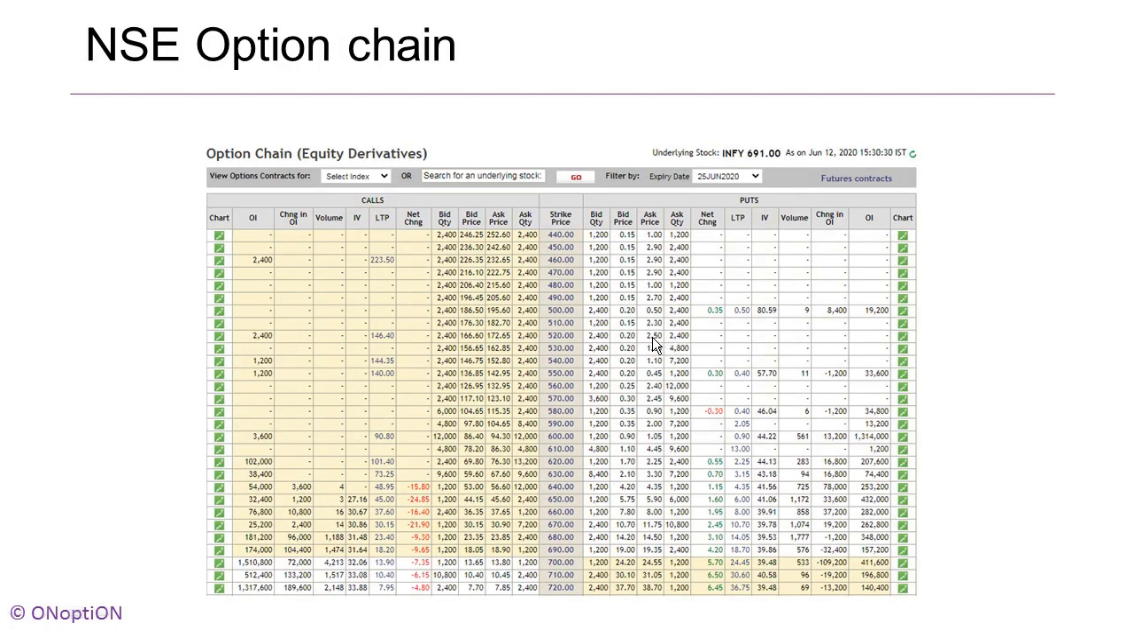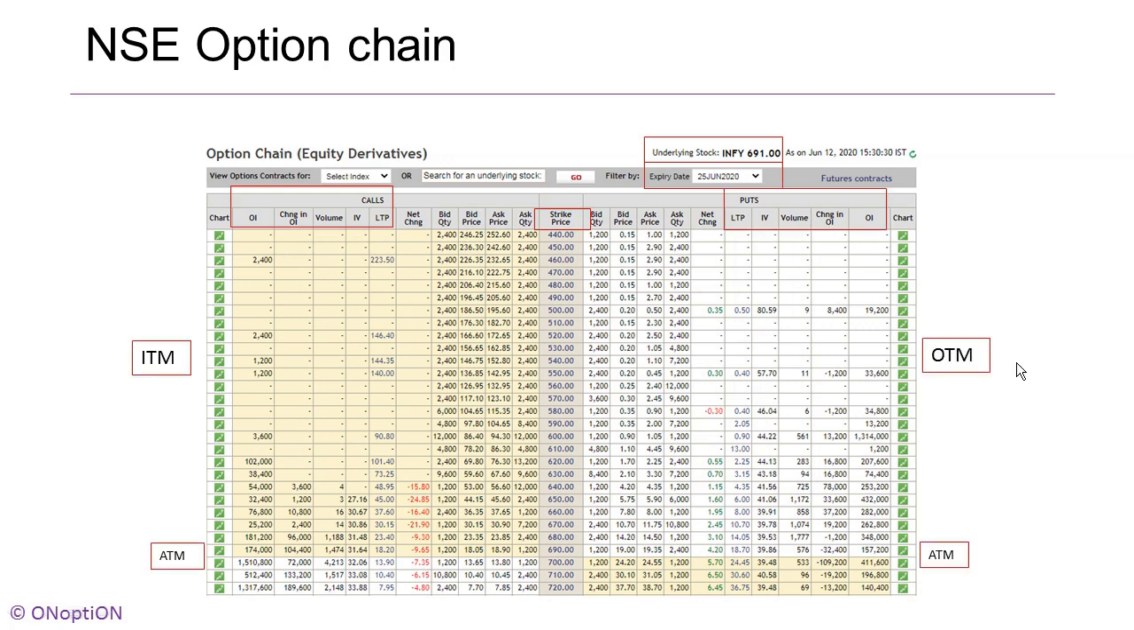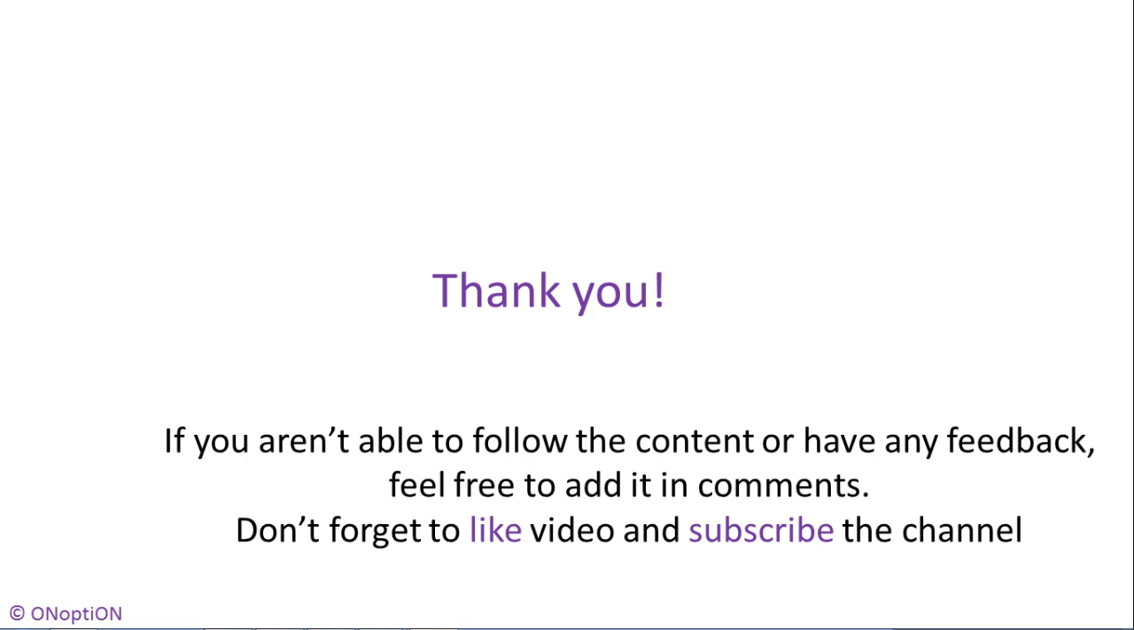Let me give you a quick recap of what we had gone through until now. This is a NSE option chain main window. So what we had seen is what is spot price, expiry date, strike price, open interest, change in open interest, volume, implied volatility, call option, put option of course, then in the money, out of the money, at the money. So all these things we had covered. So pretty much we covered all the basic terminologies used in options trading.